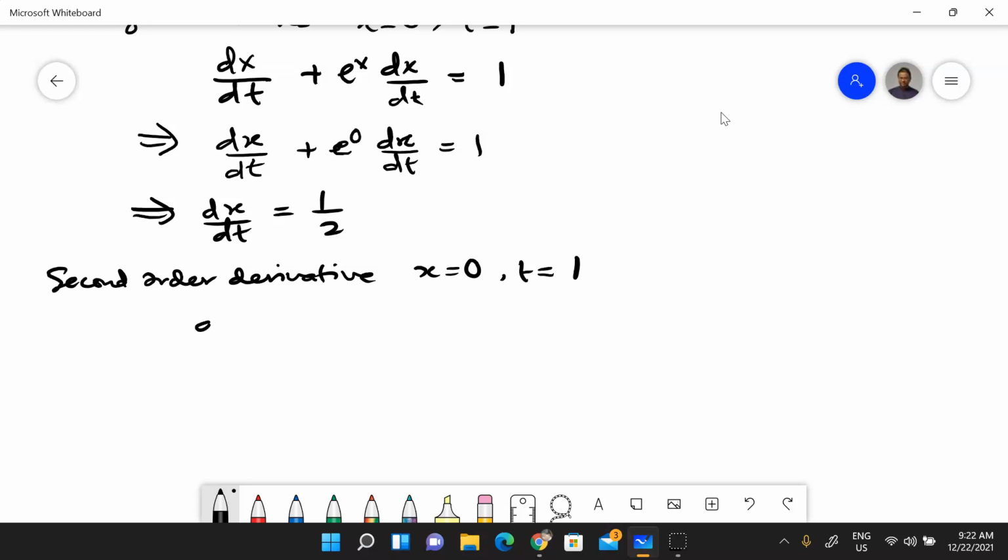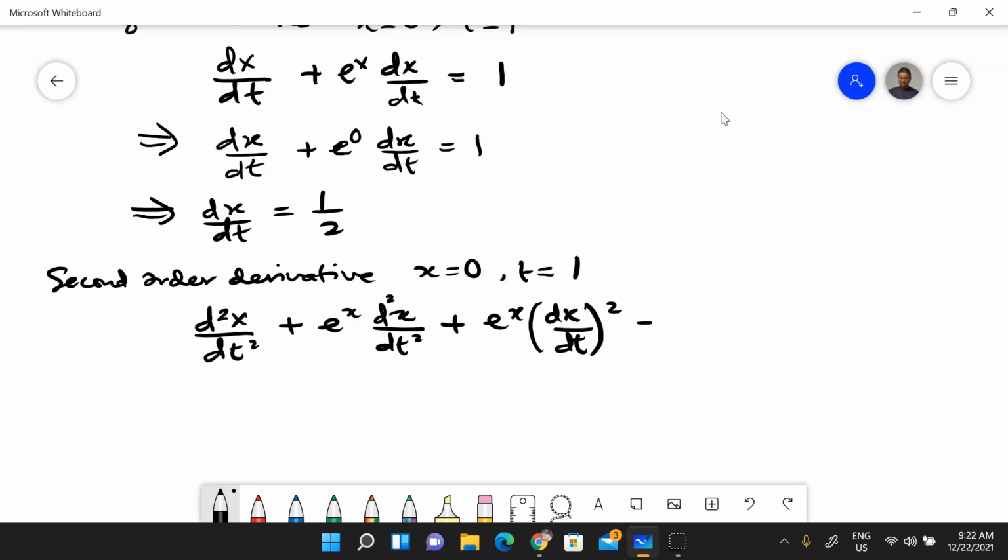Sorry, I'm just looking at my notes. d2x/dt squared plus e to the x (dx/dt) squared. Sorry, this is the second order derivative, plus e to the x (dx/dt) squared equals 0. Okay, so again, you don't substitute your x equals 0 inside any derivatives for that matter.